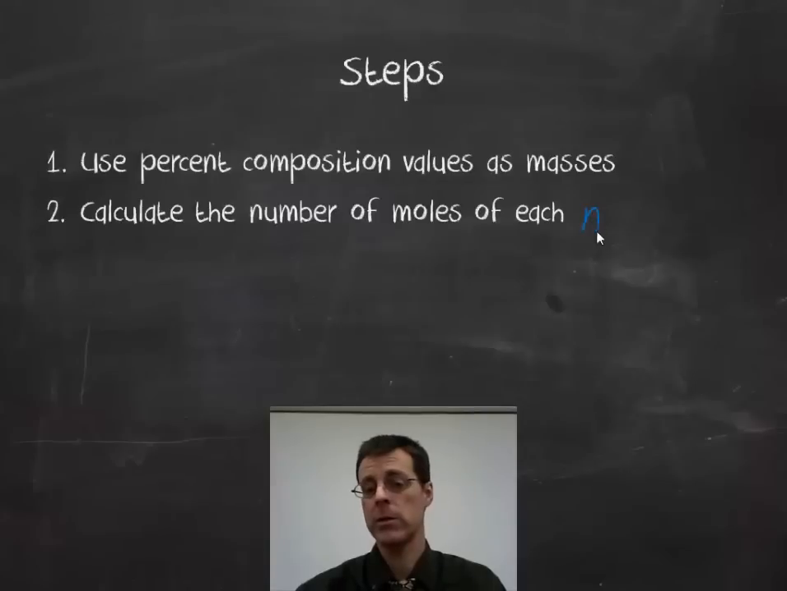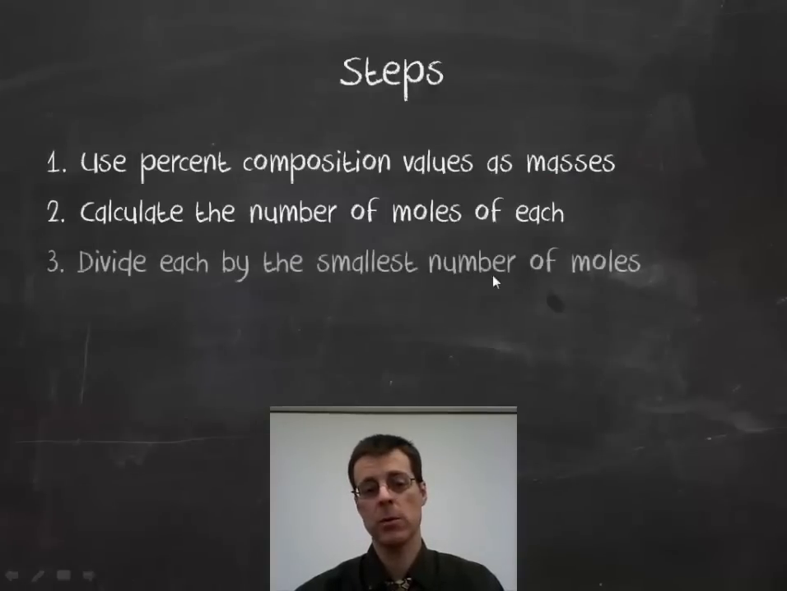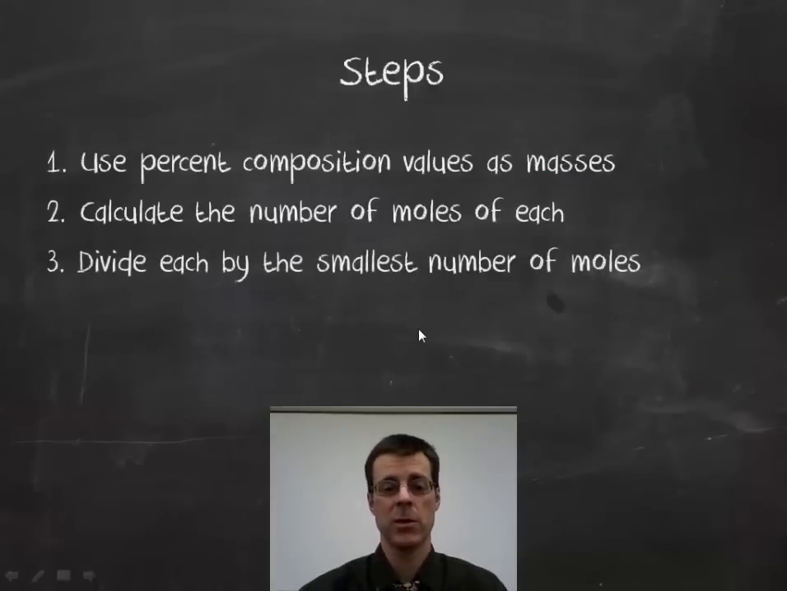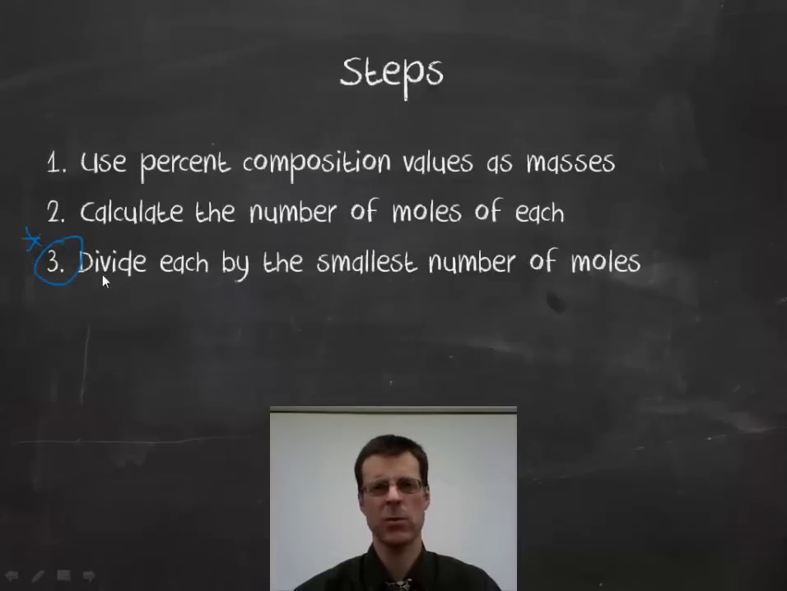Now we know how to do that. Number of moles is the mass, right up here, divided by the molar mass. Then we're going to take those numbers of moles and divide by the smallest number of moles. That sounds a little strange right now, but this step is kind of key. So don't worry about putting a little star beside it or anything like that. It'll make some sense in a few minutes.